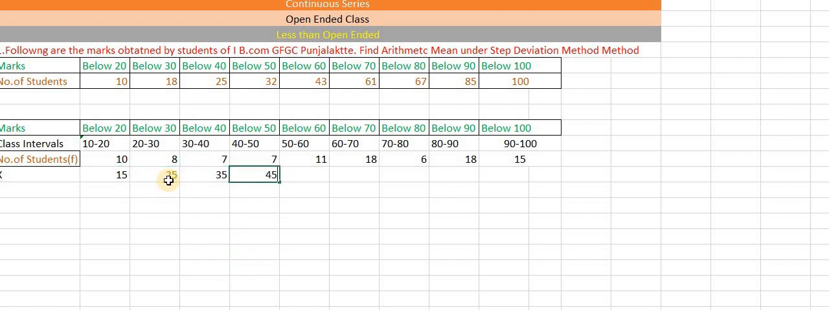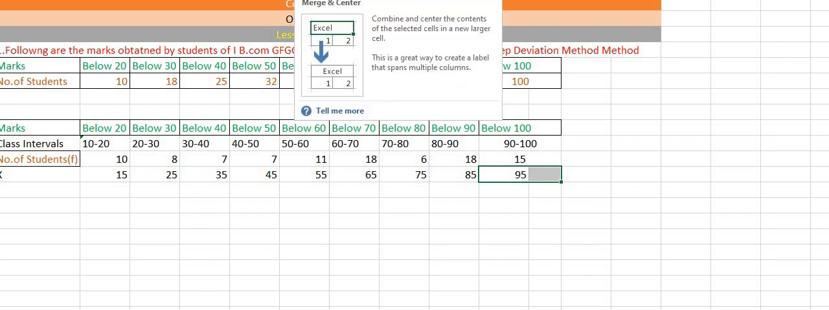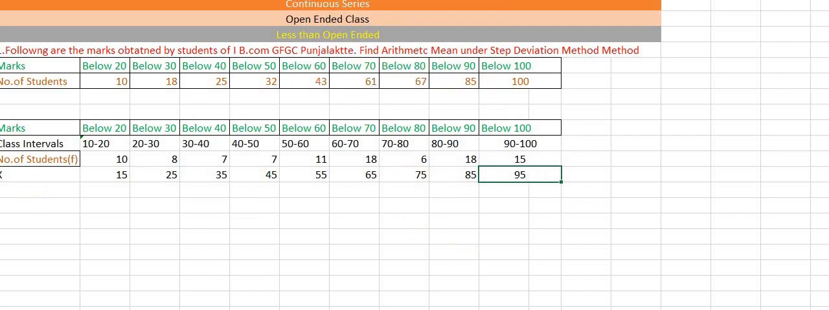35, 45, 55, 65, 75, 85 and 95. So now we have calculated x values, and the next thing we need to do is to calculate dx values. As far as dx calculation, dx is x minus a divided by c.